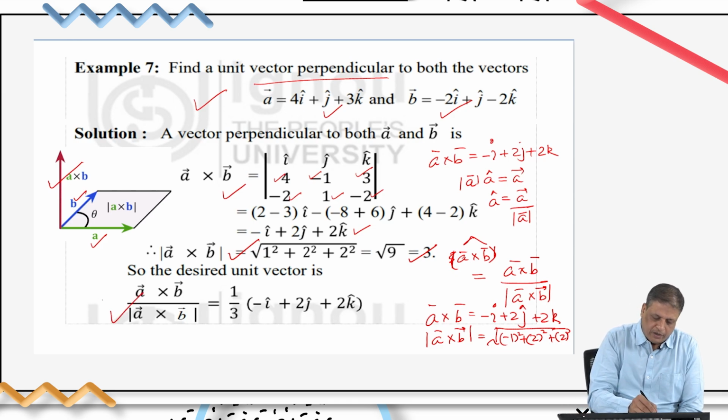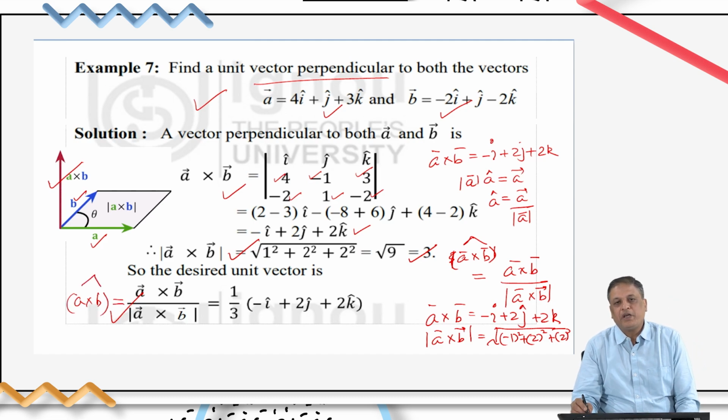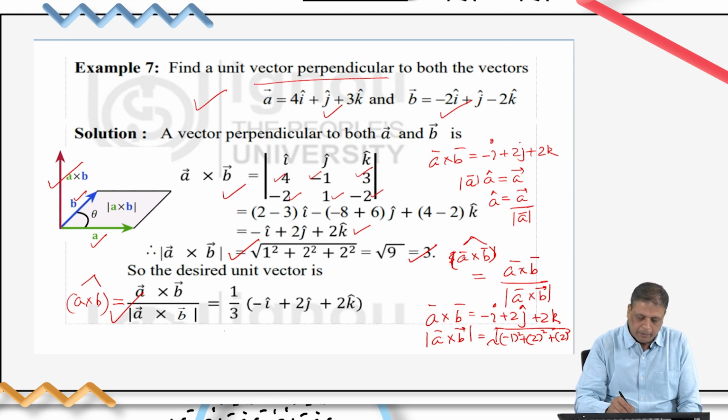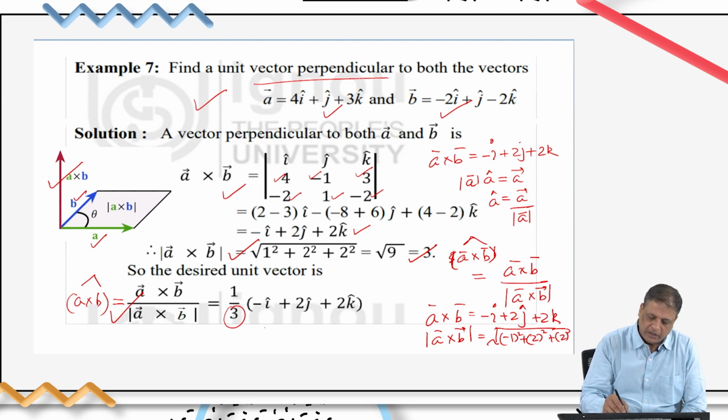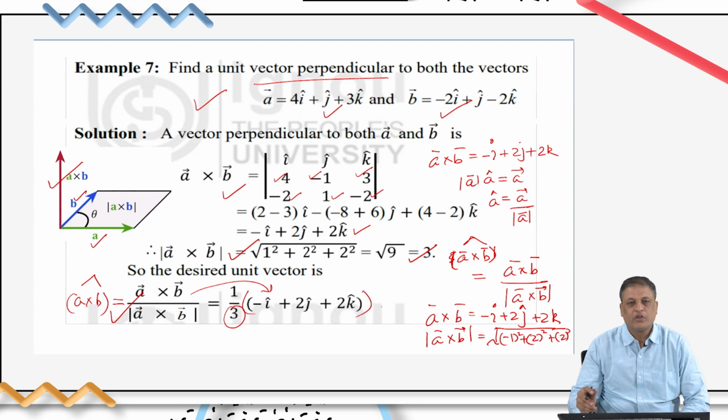Therefore, the unit vector, say A cross B unit vector, will be equal to A cross B upon the magnitude of A cross B. The magnitude of A cross B is 3, so 1 upon the magnitude of A cross B is 1 by 3, and A cross B is nothing but this. So, this is the unit vector of A cross B.